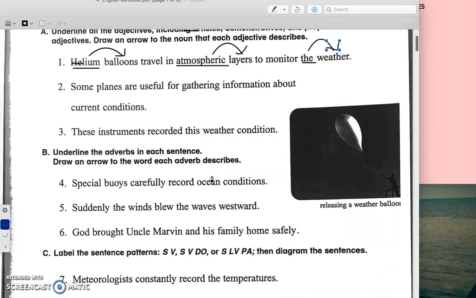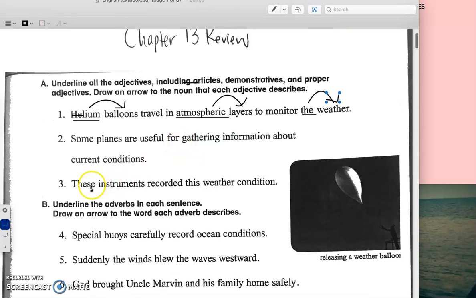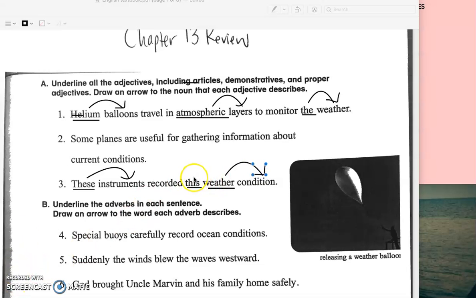Number 3, we can do that together too. These instruments recorded this weather condition. The adjective is these, because what kind of instruments? These instruments. Recorded is the verb. This and weather. What kind of condition are we talking about? We're talking about weather conditions, and we're talking about this specific condition.